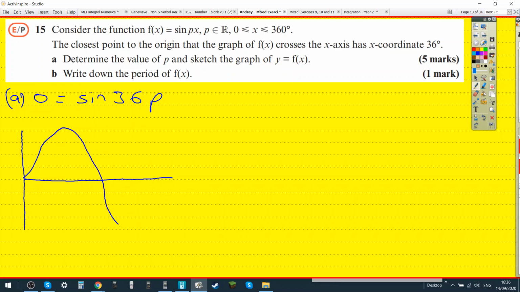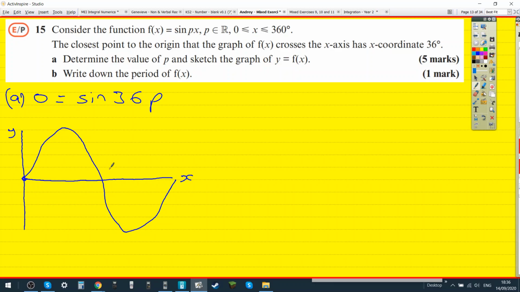Let's take a look. So this is the usual sine graph. The closest points to the origin that the graph crosses the x-axis has x-coordinate of 36. So I think that's wrong. I think except for 0, 0, because that is the origin. But okay, so after the origin, let's say. So normal sine graph, what is the next point that's closest to the origin that crosses the x-axis? The midpoint. Yep.